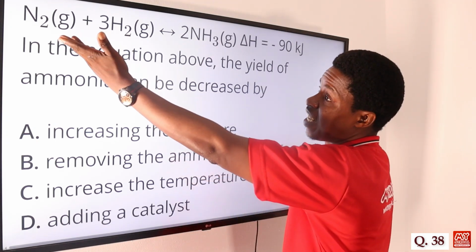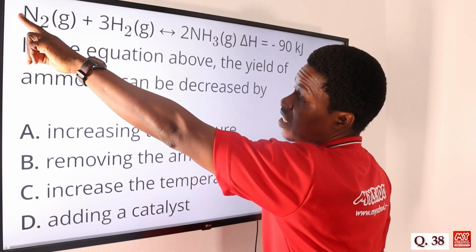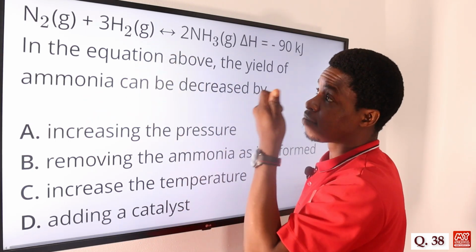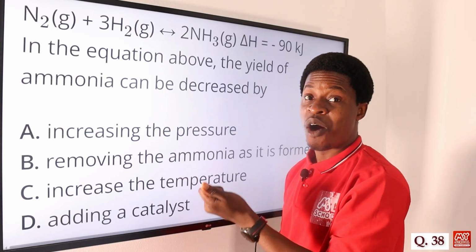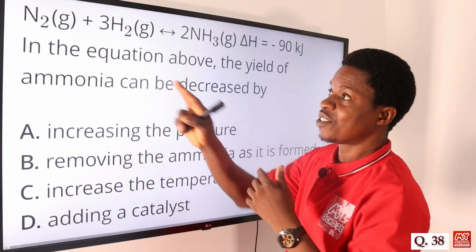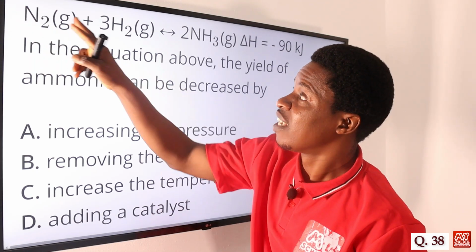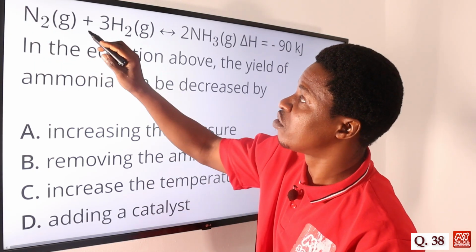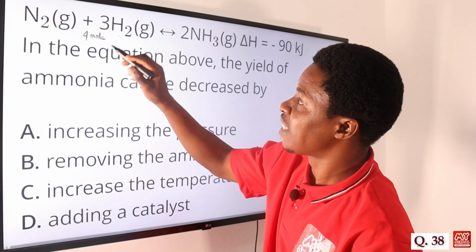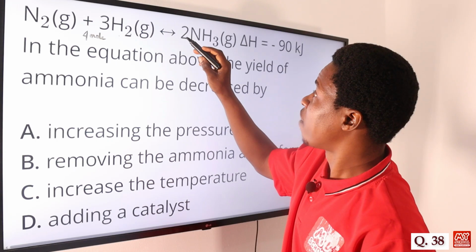So in this case now, we have 1 mole of nitrogen here. Don't forget, we are looking at pressure now, and for pressure we'll be looking at the number of moles of the gaseous substances, both on the left hand side and the right hand side. So let's look at it. We have 1 mole here and 3 moles here. So the total number of moles is 4 moles on the left hand side, the reactant side. On the right hand side, we have 2 moles here.